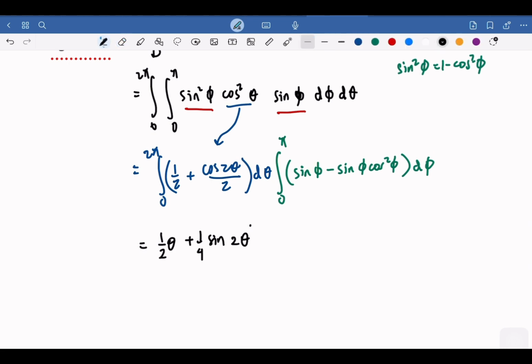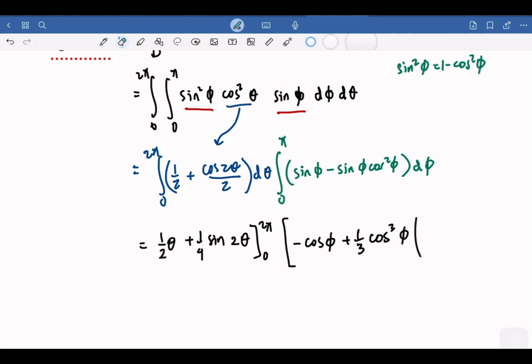This is 4, this is 0 to 2 pi, and multiply with, this is negative cosine, and then this will be plus 1 over 3 cosine cube phi, and then plug in. I think you can just use the substitutions. You can substitute the cosine squared, and this will be 4 pi over 3.